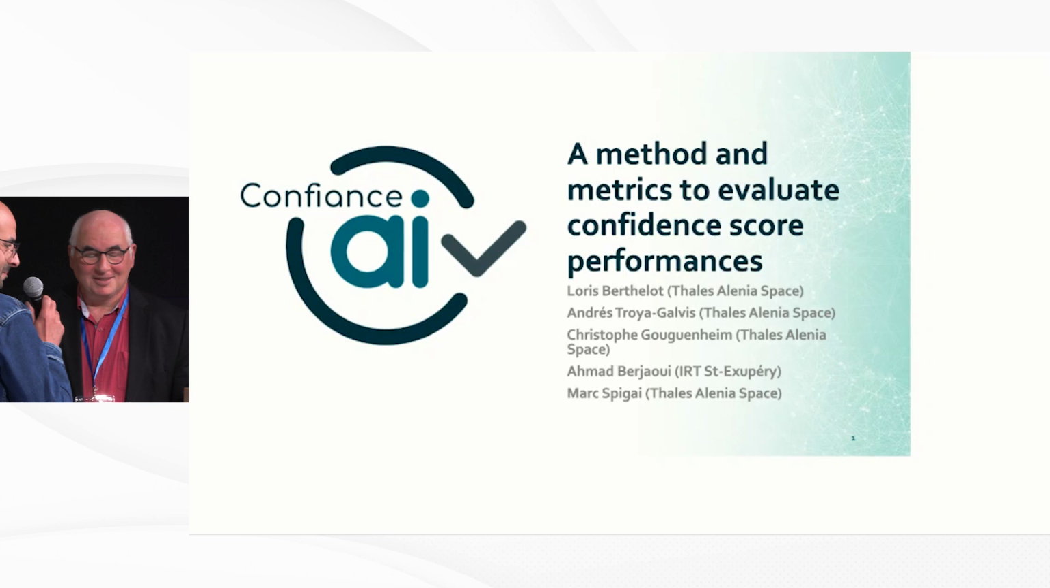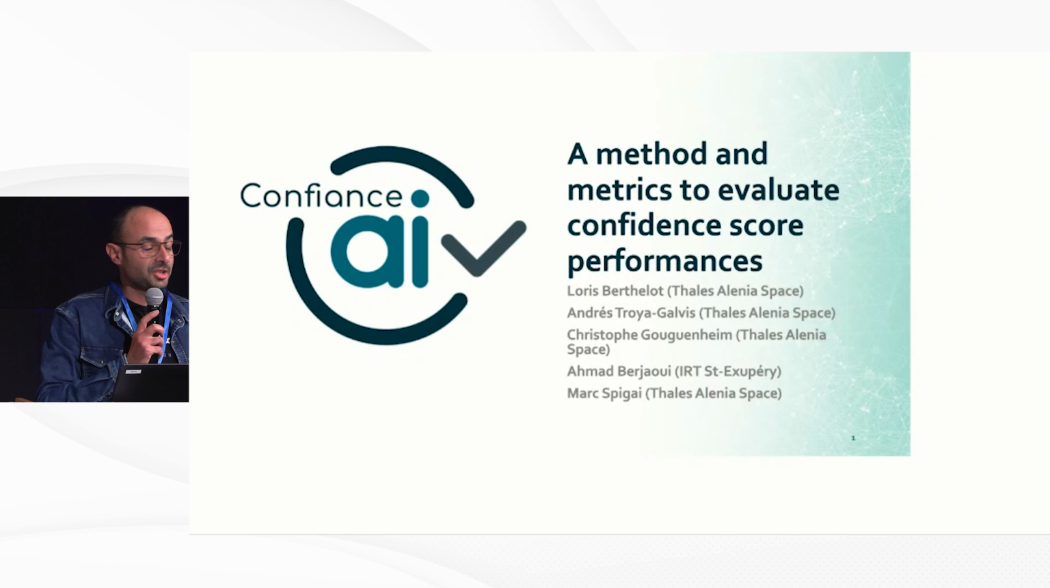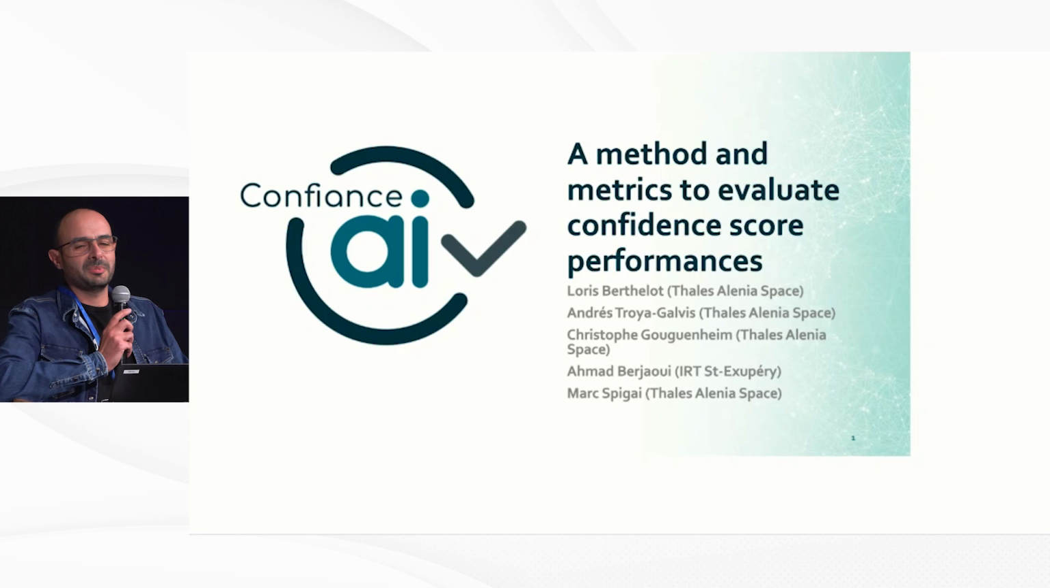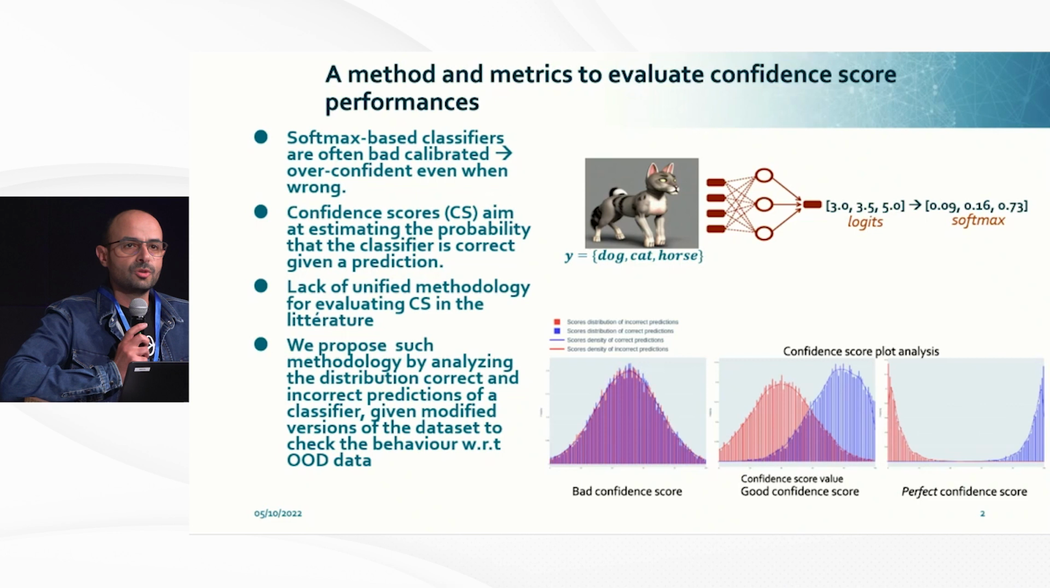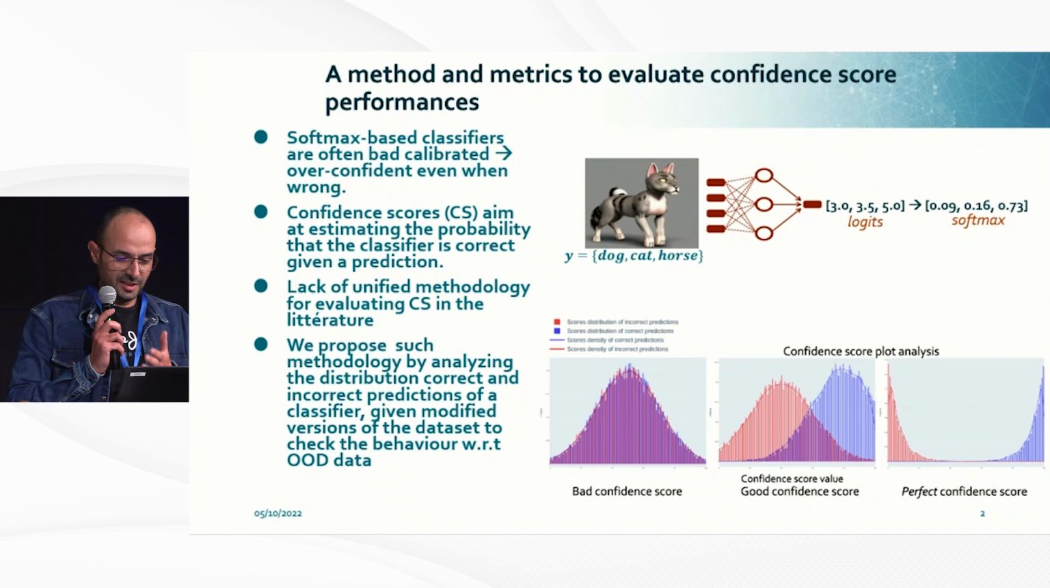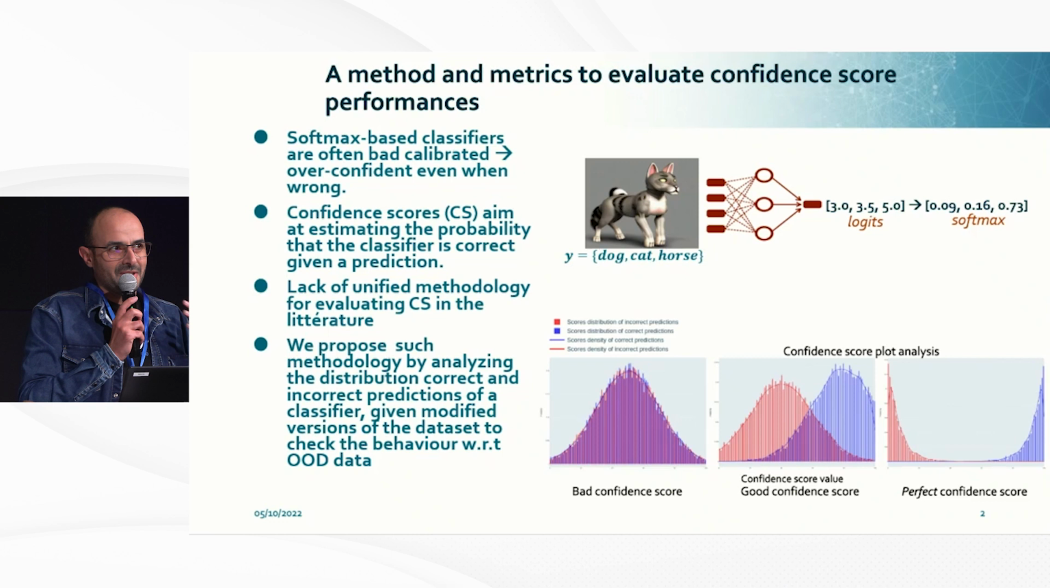Good afternoon, everyone. I'm Ahmad Berjaoui, and I'm doing this presentation on behalf of Andrés Troya. Thank you, Andrés. So this poster is about a method to evaluate confidence metrics or confidence scores. If you use normal logits, for example, on this diffusion generated cat, as you can see, the logits and the output of the softmax says it's a horse. Well, we wanted a cat. Anyway, so you see that this is not a very good confidence score.